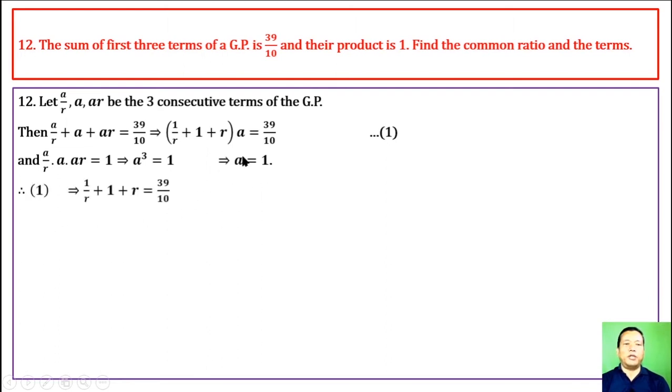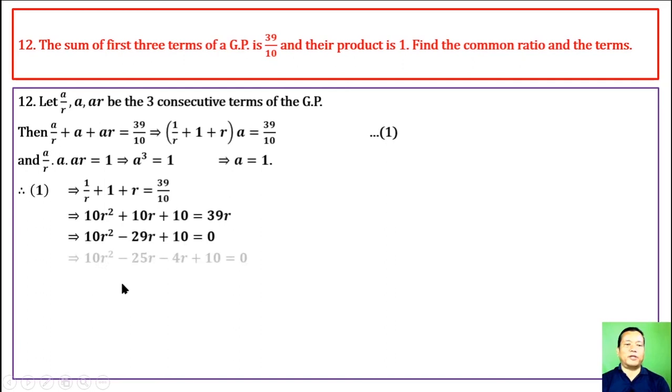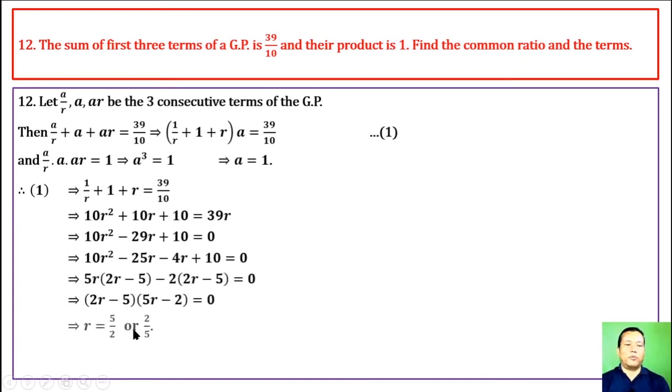Using this value of a in equation 1, we get an equation involving r, and we get a quadratic equation in r, which we factorize by splitting the middle term. Solving, r equal to 5 by 2 or 2 by 5. Therefore, the common ratio is either 5 by 2 or 2 by 5, and the three terms are a by r, a, ar, that is 2 by 5, 1, 5 by 2 or 5 by 2, 1, 2 by 5.